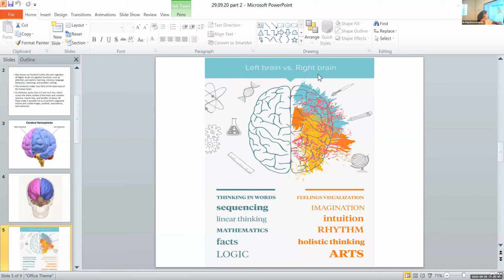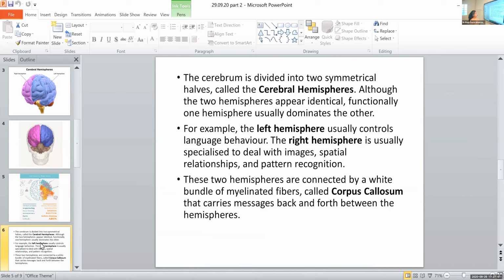Okay, that's about left and right brain. Then we have the notes. Yes, the cerebrum is divided into two symmetrical halves called the cerebral hemispheres. Although the two hemispheres appear identical, functionally one hemisphere usually dominates the other.